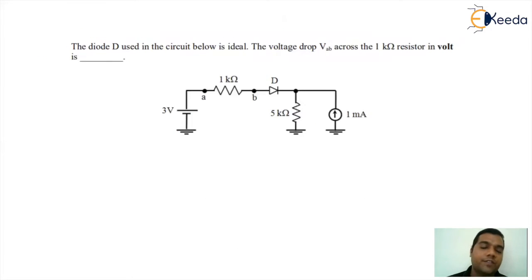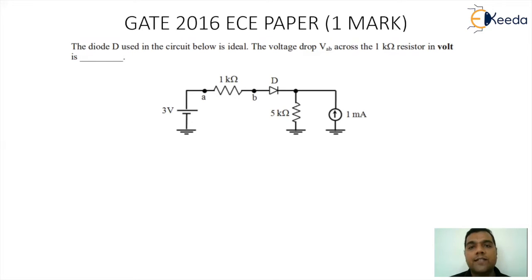Let's go for the next question. This question is from the GATE 2016 EC paper. It has come for 1 mark. The question says, the diode D used in the circuitry below is ideal. The voltage drop VAB across the 1 kilo ohm resistor in volts is?